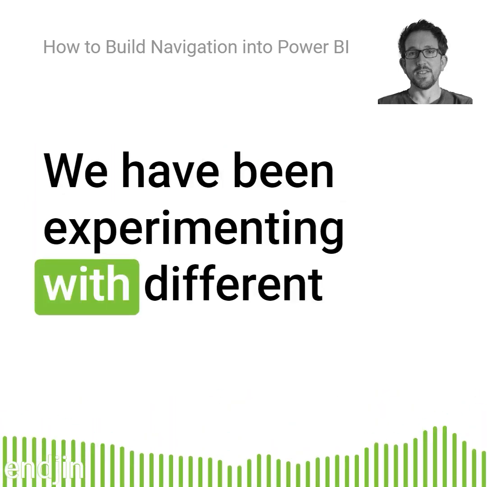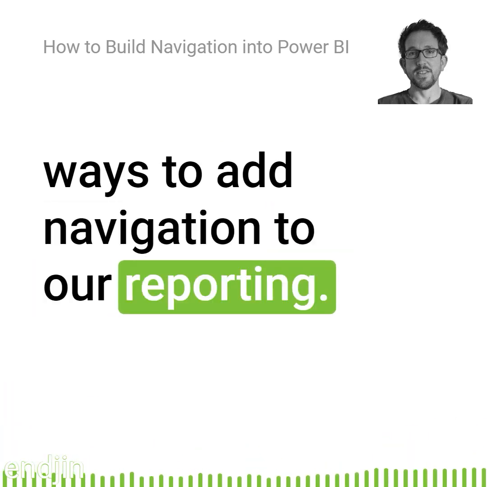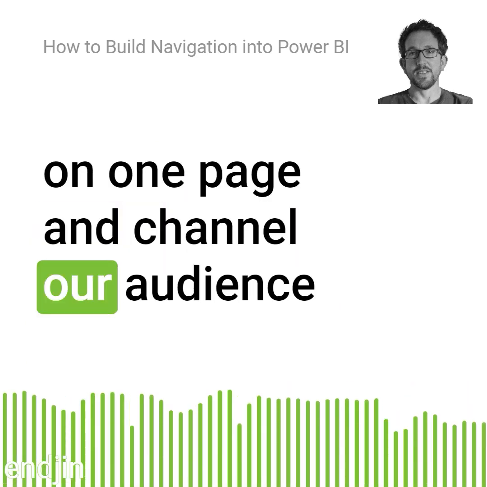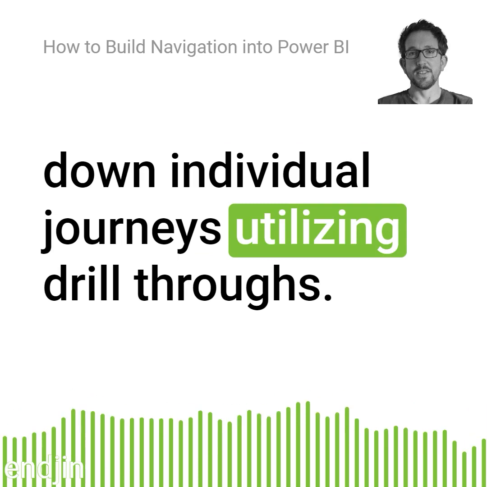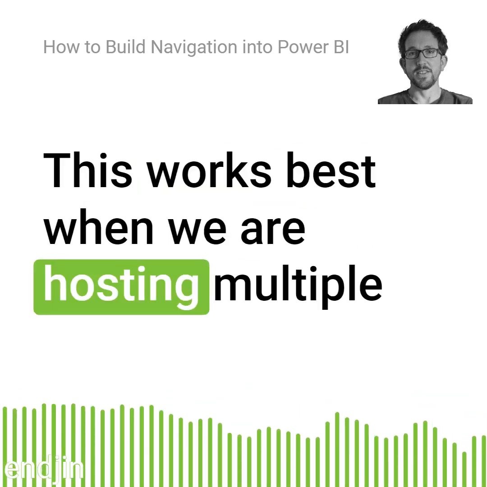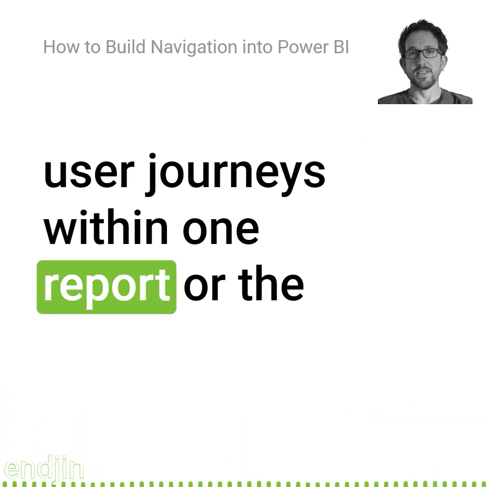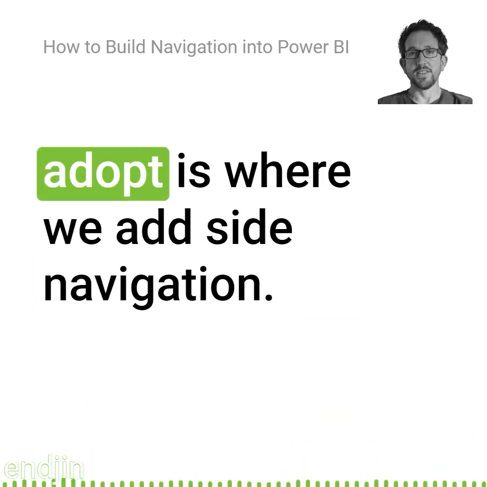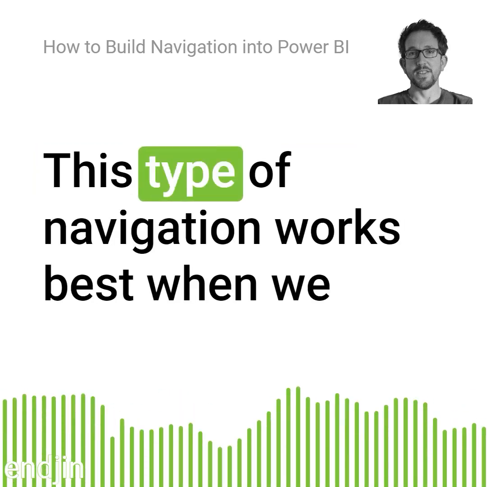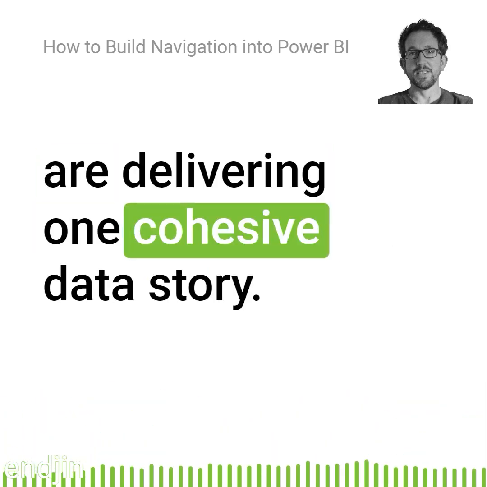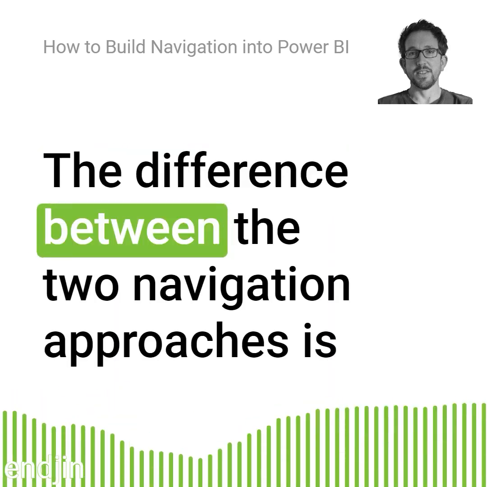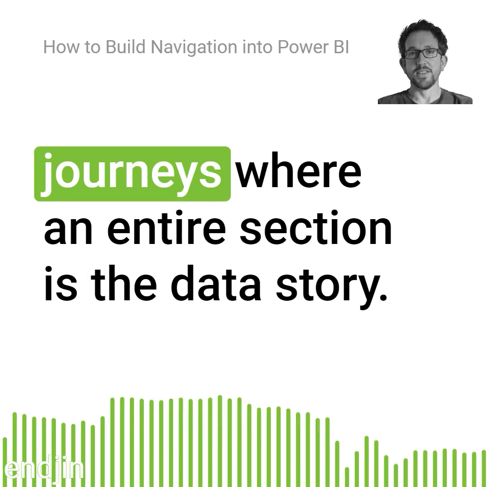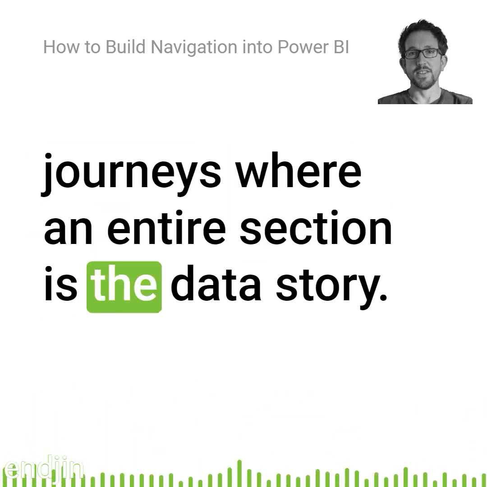We have been experimenting with different ways to add navigation to our reporting. The first pattern we use is where we host our navigation on one page and channel our audience down individual journeys utilizing drill-throughs. This works best when we are hosting multiple user journeys within one report, or the report applies to more than one audience type. The second navigation pattern that we adopt is where we add side navigation. This type of navigation works best when we are delivering one cohesive data story. The difference between the two navigation approaches is the first option is heavily directed towards extended user journeys where an entire section is the data story.